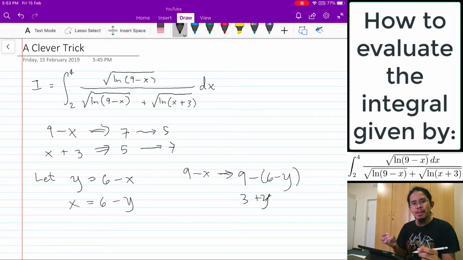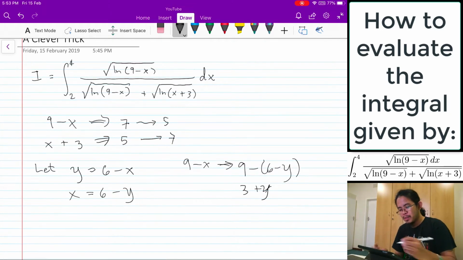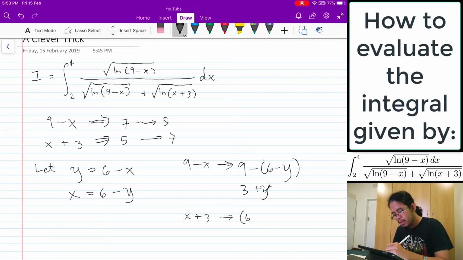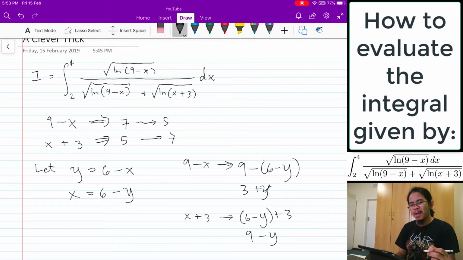And why do we need that 3 plus y? Because that 3 plus y looks like the x plus 3 that we have above. And of course, also, the x plus 3, after doing this substitution, becomes 6 minus y plus 3. It becomes 9 minus y, okay? And so I hope you can see where we're going here. The original integral in the numerator involves the expression 9 minus x. In the denominator, you have 9 minus x and x plus 3.